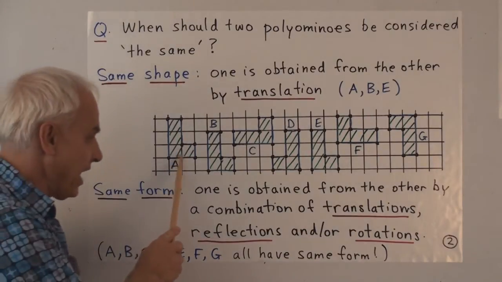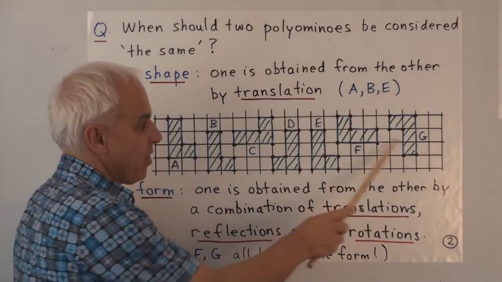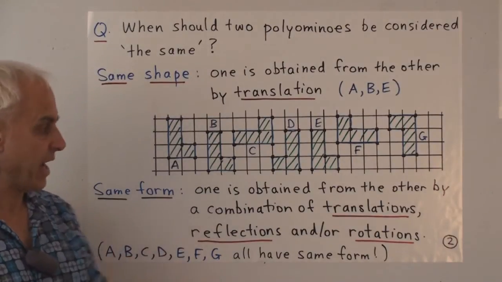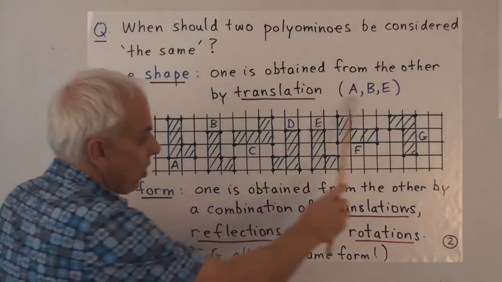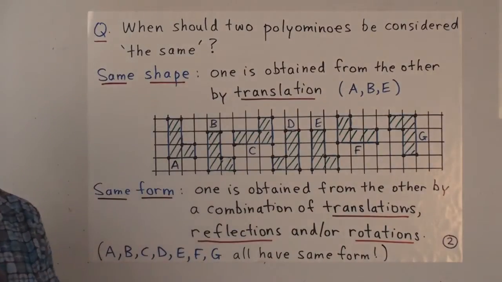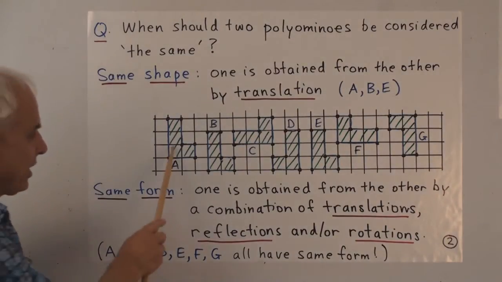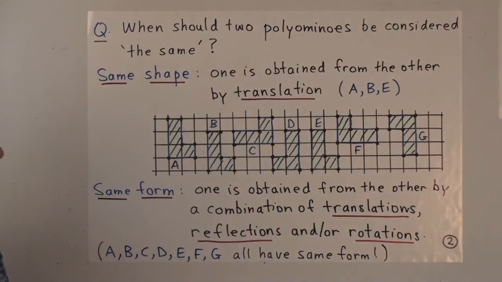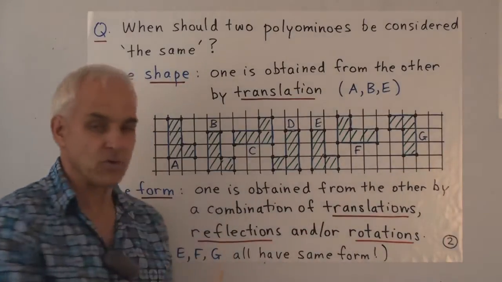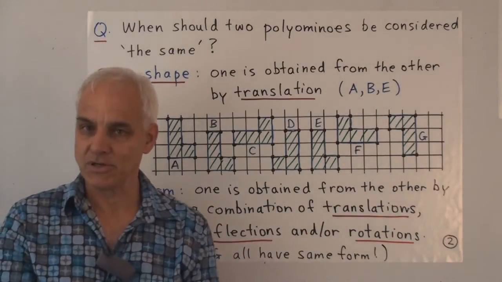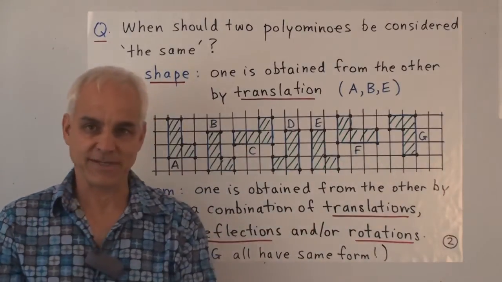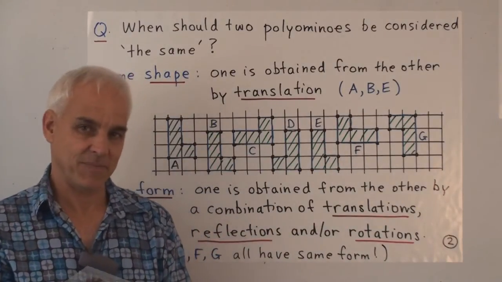So we can get from A to any one of these polyominoes by a combination of translations, reflections, and rotations. So these all have the same form, while only these three have the same shape. And just as a little exercise, there is one more L-shaped polyomino that I haven't put on this list. See if you can find it.